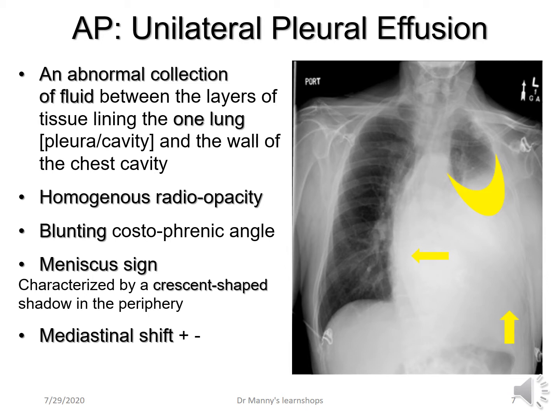There's blunting of the costophrenic angles if the person being filmed is in an erect position. There's something that's called the meniscus sign, which basically means crescent-shaped. So there's a crescent-shaped shadow in the periphery, and there can be mediastinal shift. So if you look at the X-ray, you've got a moon-shaped shadow. You may or may not have mediastinal shift, and you've got blunting of the left costophrenic angle because there's fluid sitting there. Fluid is white, it's tissue. Normally the lung should be black, but it's full of fluid.